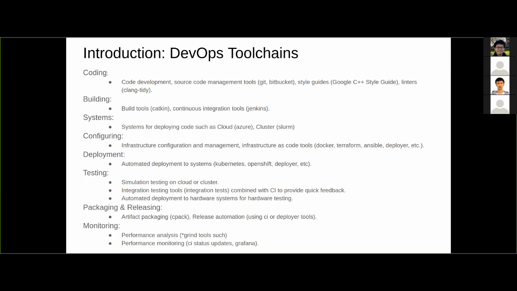Where does it happen? What tools and where did they come in place? So there's a couple of things that we have to consider in our development cycle. We have our coding timeline. So we do code development, and we're going to want to do source code management. So that's our version control, Git and Bitbucket.